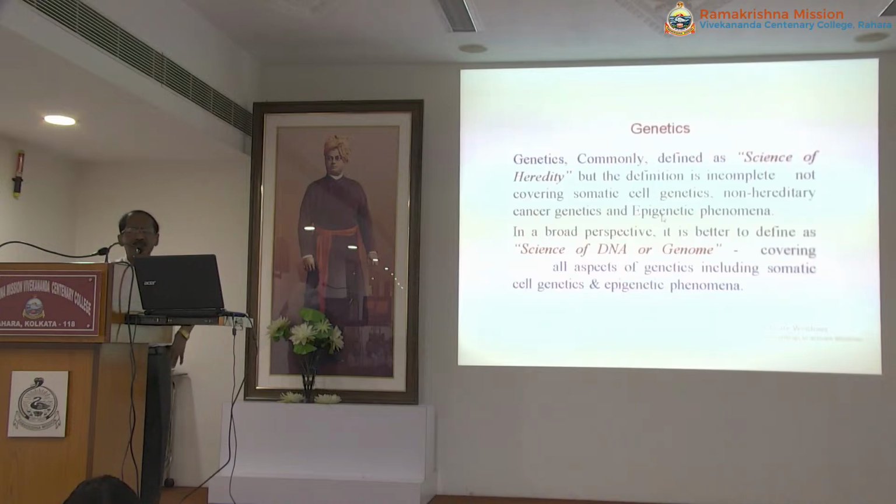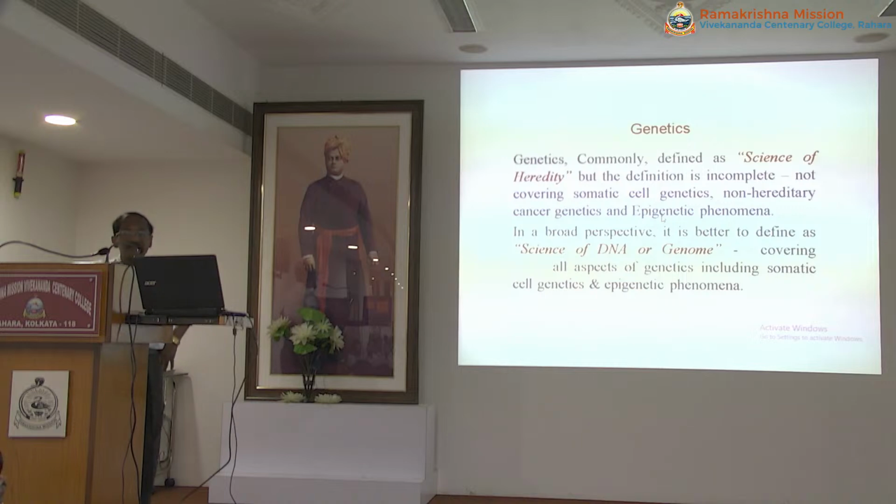If I go to the base level, if you ask a school student what is genetics, simply they will tell you, science of heredity. But it is not exactly covering the whole story, because everything is not hereditary. Say somatic cell genetics, non-hereditary cancers, epigenetics, all are not hereditary. So if we define genetics as hereditary, it is not completely correct, it is incomplete.